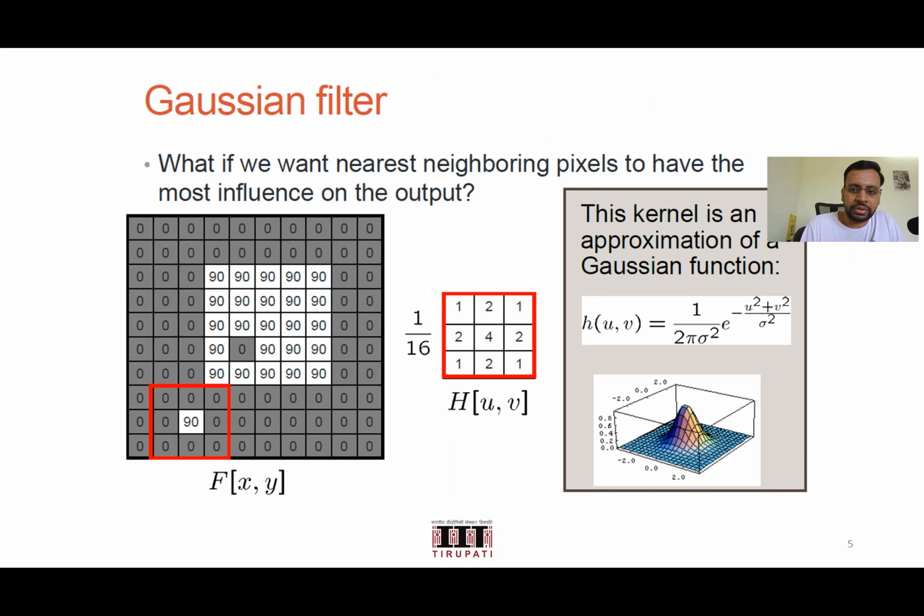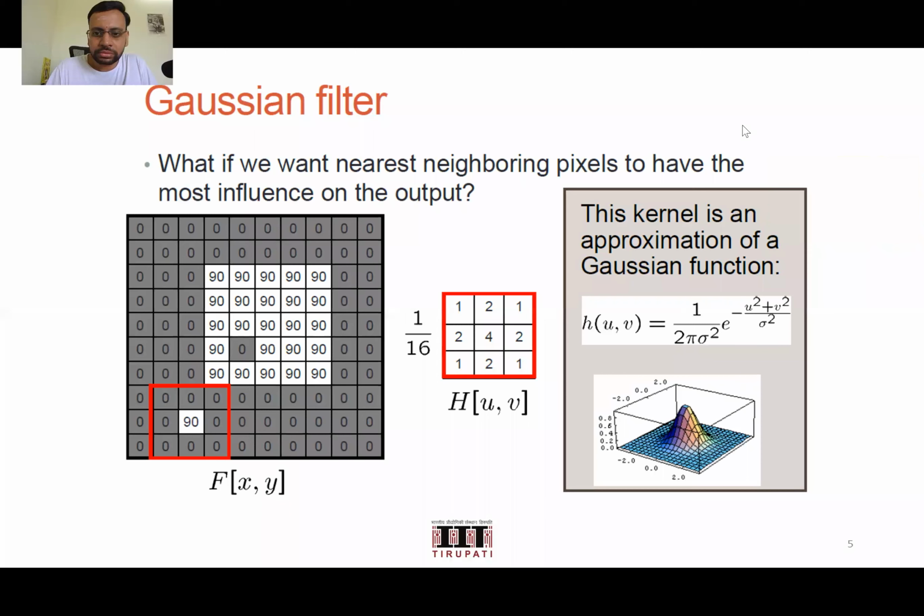You could, for example, use a Gaussian filter for deciding the weights. For example, here you could see 1 by 2 pi sigma square into e power minus (x square plus y square) by sigma square. Then you figure out what the sigma value would be. Accordingly, you would get the distribution, you discretize that distribution, and that would give you the weights.